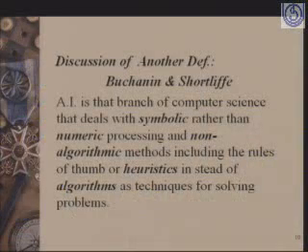Please look at the definition given by Shortliffe on the slides. AI is that branch of computer science that deals with symbolic rather than numeric processing and non-algorithmic methods, including rules of thumb or heuristics instead of algorithms, as techniques for solving problems. Friends, this definition raises the question of distinction between a pair of concepts, namely symbolic versus numeric and non-algorithmic versus algorithmic.